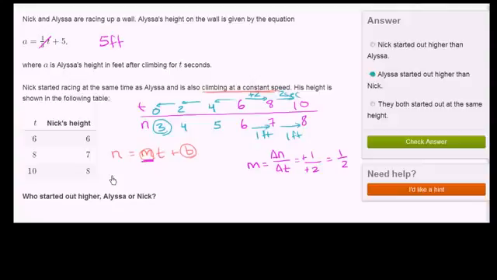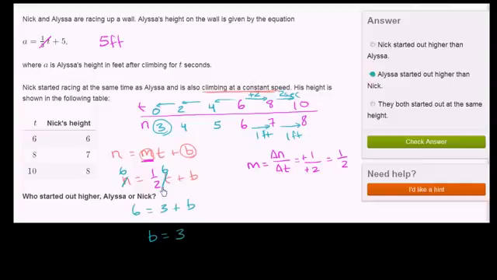So we can fill in m here. So we know now that n is equal to 1/2 t plus b. Now, to solve for b, you could just substitute one of these points. All of these points must satisfy this equation right over here. So we could use the point 6. When time is 6, we know that n is 6. So you have 6 is equal to 1/2 times 6 plus b, or 6 is equal to 3 plus b. Subtract 3 from both sides, and you get b is equal to 3.